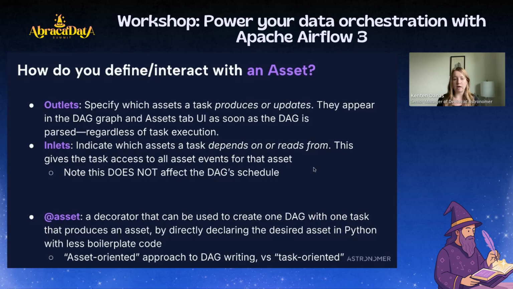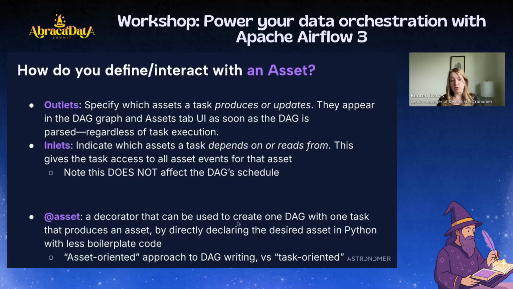And then you can also define inlets. So those are going to tell you which assets a task depends on. Note that this will give the task access to asset events for that asset, including if you attach extra information to them, but it does not affect the DAG schedule. So you can schedule a DAG on an asset, but defining an inlet does not allow you to do that. You still can't give specific tasks in your DAG a different schedule.